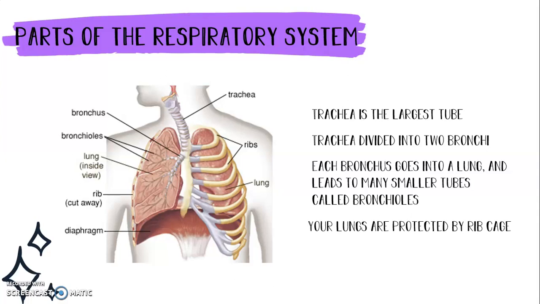Your lungs are protected by the rib cage. Other parts of the respiratory system include the ribs and the diaphragm. This is a rib. This is the diaphragm.